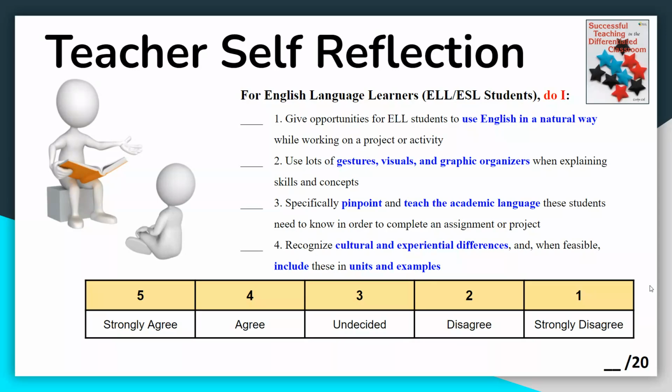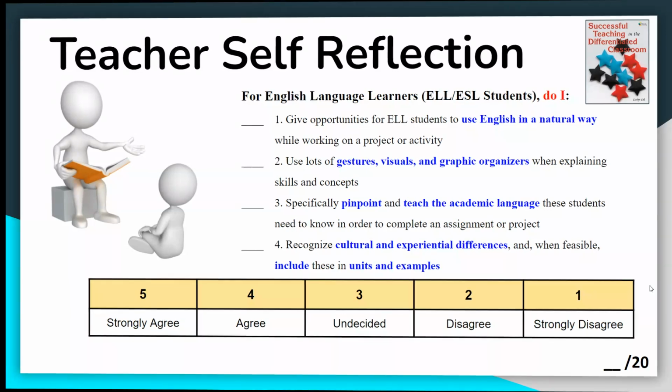And do I recognize cultural and experiential differences? When feasible, include these in units and examples. So again, if they say, hey, in South America, we use that word, but it means something completely different. And taking those moments to really have those discussions and to really help to expand what we know. So this is just a short little self-reflection that educators can use.